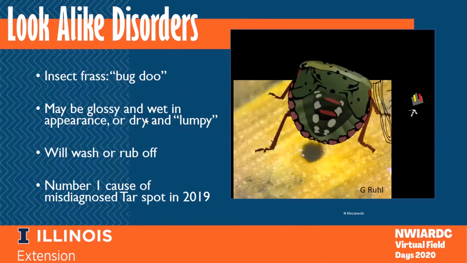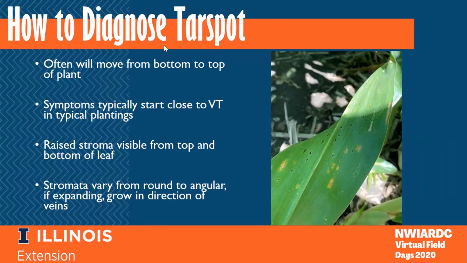It can look like a lot of different diseases. One thing that you want to do when you're diagnosing tar spot, look at how those spots look on the leaf. They're going to be very black, but oftentimes they kind of have an elliptical shape to them. They kind of follow those veins oftentimes. As you can see here, they almost have whiskers on them a lot of times. And you're also going to be able to see them from the top and the bottom of the leaf.